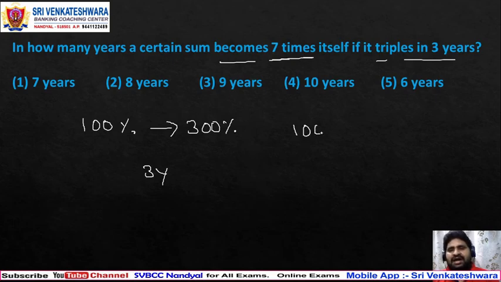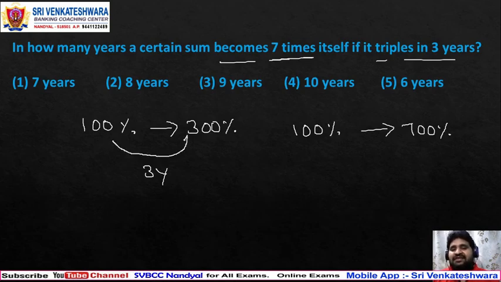Now 100 has to become 700. How many years will it take? 100 is becoming 300, so here we have to understand the rate of interest. 100 becoming 300 means how much are we increasing the value? 200%. To increase 200%, it is taking how many years? 3 years. To increase that 200%, we are taking 3 years.